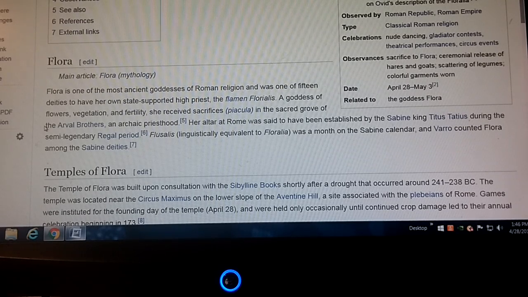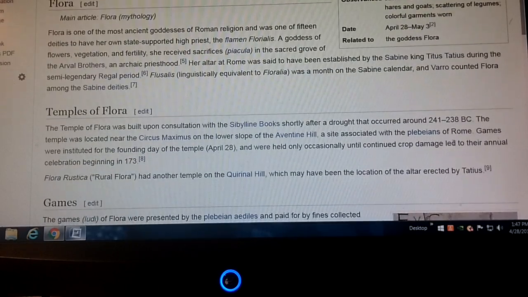Let's see. She received sacrifices in the sacred groves of the Arval brothers and Arcadic priesthood. Her altar of Rome was said to have been established by the Sabine king Titus. Okay, that takes us, I think, back to, if I'm not mistaken, Titus and the Titus Arch. I can't remember just what it's called, which takes us back to them replicating the Arch of Baal, however you pronounce it. So all this stuff is interconnected.